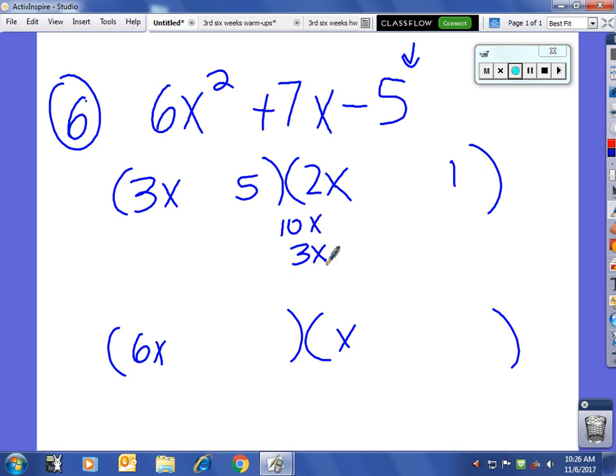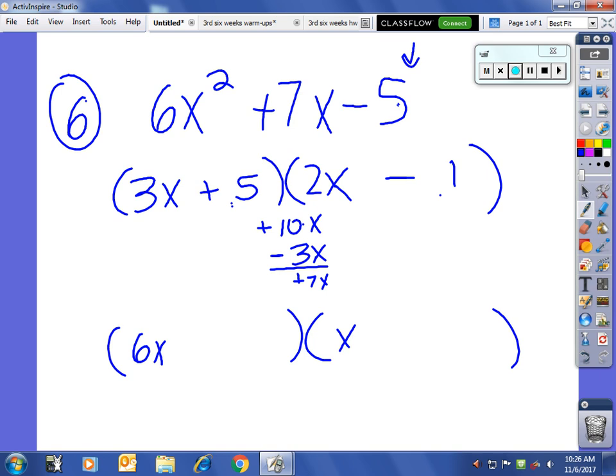One of them has to be negative. Which one? The 3 has to be negative. And the 10 has to be positive because that's what adds up to positive 7x in the middle. So how do I make the 10x positive? Put a plus 5. And how do I make the 3x negative? Minus 1. And again, I had different signs, which gives me a negative number on the end. So I didn't have to move on to the 6 and 1. The winning combo was 3 and 2.